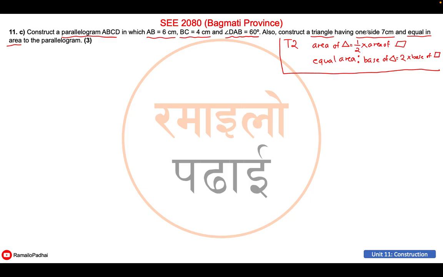Now, in construction, what I have told you is that all the figures must be between two parallel lines in order to make them equal in area. So here we will construct the parallelogram and triangle both between the same parallel lines to make their area equal. Okay, now let's start the solution.